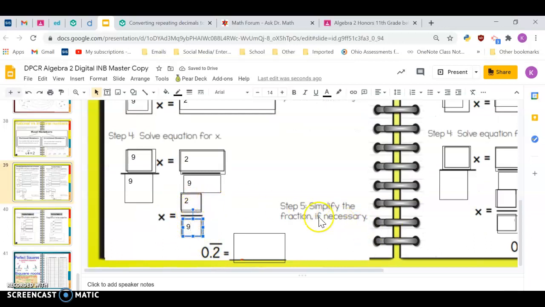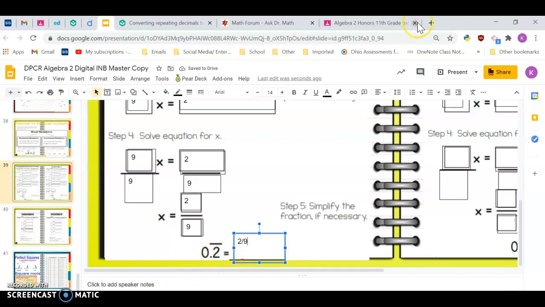If I can simplify, I will simplify. In this case, there's nothing I can divide 2 and 9 both by to reduce it. So this means that at the end of this, 0.2 repeating is equal to 2 over 9.